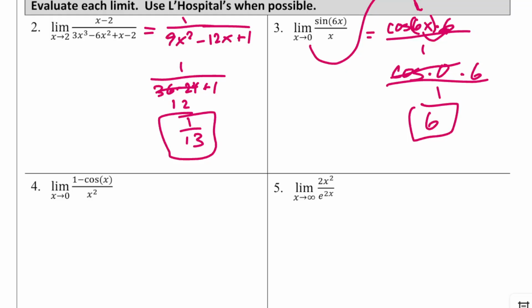Yeah, plug in 0 top and bottom. I get 0 over 1 minus 1. Yeah, L'Hopital's applies because it's 0 over 0. So then the derivative is 0. Derivative of cosine is negative sine. So negative negative sine is positive sine. And 2x.